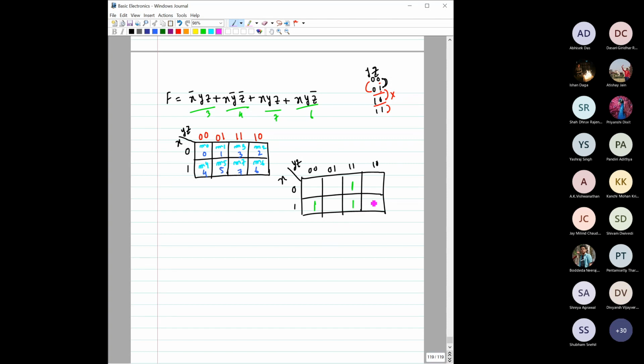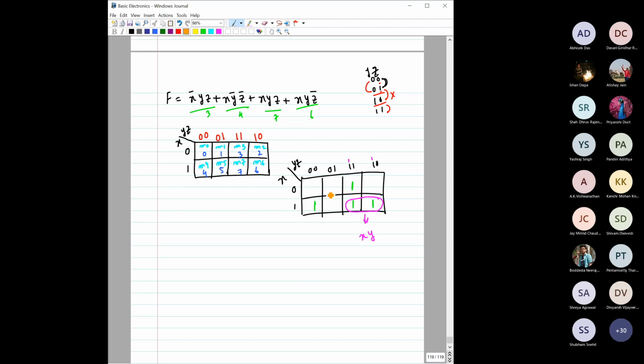Okay. So here is how we can do the grouping. Here it is 2 ones side by side. So obviously we can do a grouping for this. And for this, what would be the expression? See here, x value is constant at 1. So it becomes definitely x. And between y, z, the z value is changing, so z value is ignored. Only y value is constant at 1. So it becomes xy.